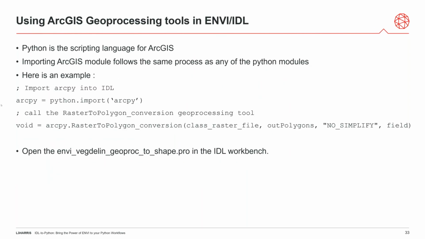So the first thing we're going to do, from an IDL standpoint, as you saw earlier, is bring in the ArcPython library. It's called ArcPy, just like we did a regular Python library. We use that Python.import, give it its name in quotes, and now you have an instance of it, and now I have access to the Python functions. To show this example off, we're going to use this ENVI veg.delin geoprocessing to shape.pro. We're going to open that up in the workbench.